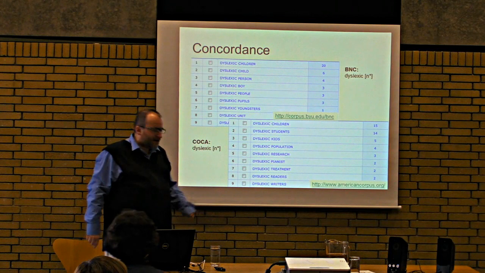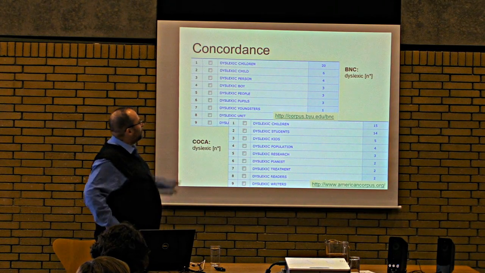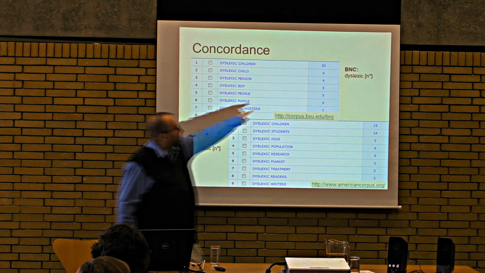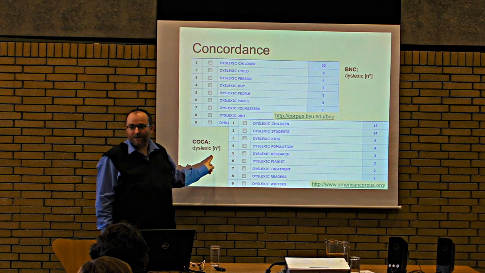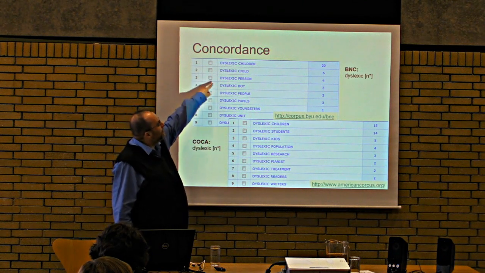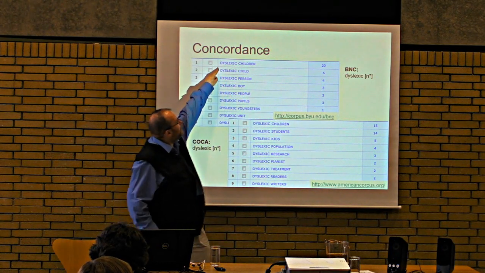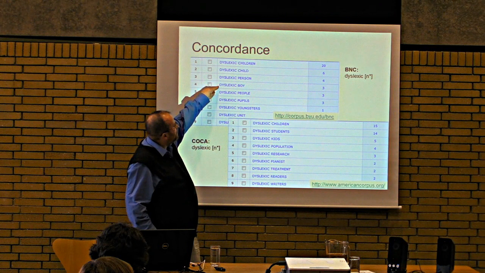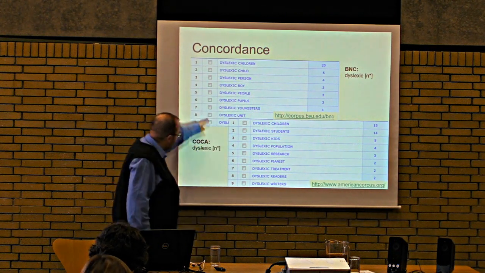So to test our hypothesis, whether we speak more often about dyslexic children than adults, I just did a quick search for dyslexic followed by a noun. I'll explain what this means in a minute, so just believe me, this means followed by a noun. I did it in the BNC, using the COCA interface. And we get dyslexic children, dyslexic child, dyslexic person, dyslexic boy. So we see dyslexic children win handily.